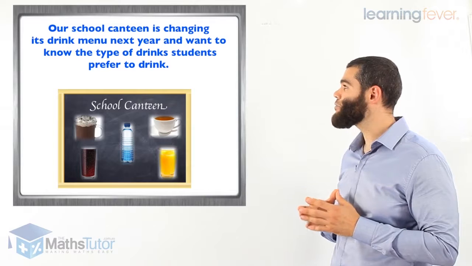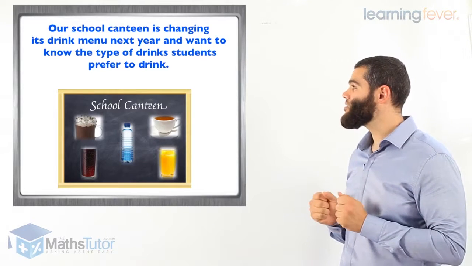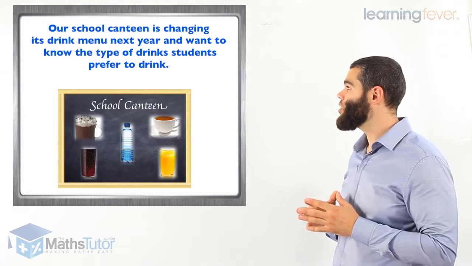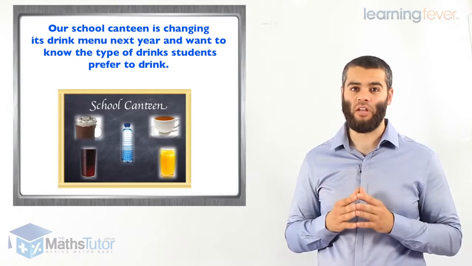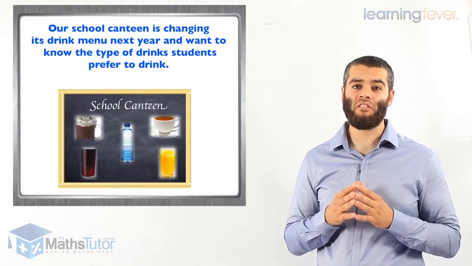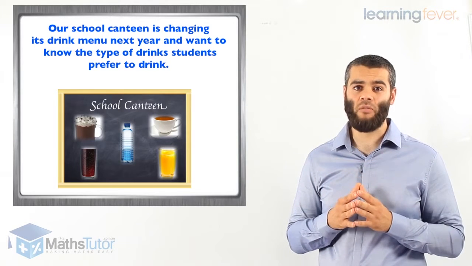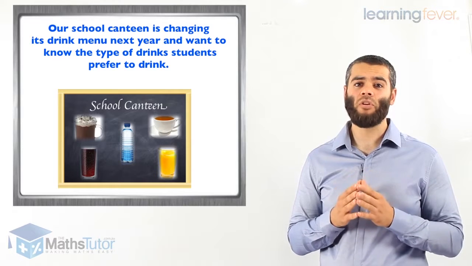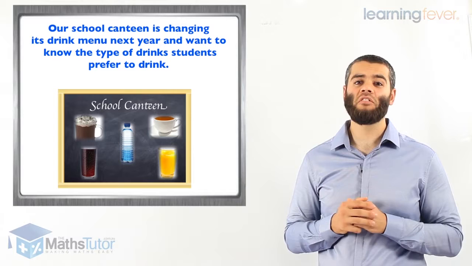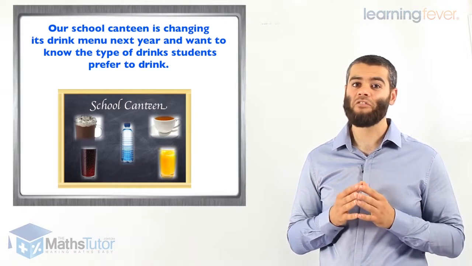To explain statistics, we are going to use this basic example. Our school canteen is changing its drink menu next year, and they want to know the type of drinks students prefer to drink. So the school canteen would like to actually sell new types of drinks next year. They would like to know what drinks the students actually prefer. That way, the drinks that they don't need, they won't order anymore and they won't sell. And they'll only focus and order the drinks that students actually want to drink and order at school.